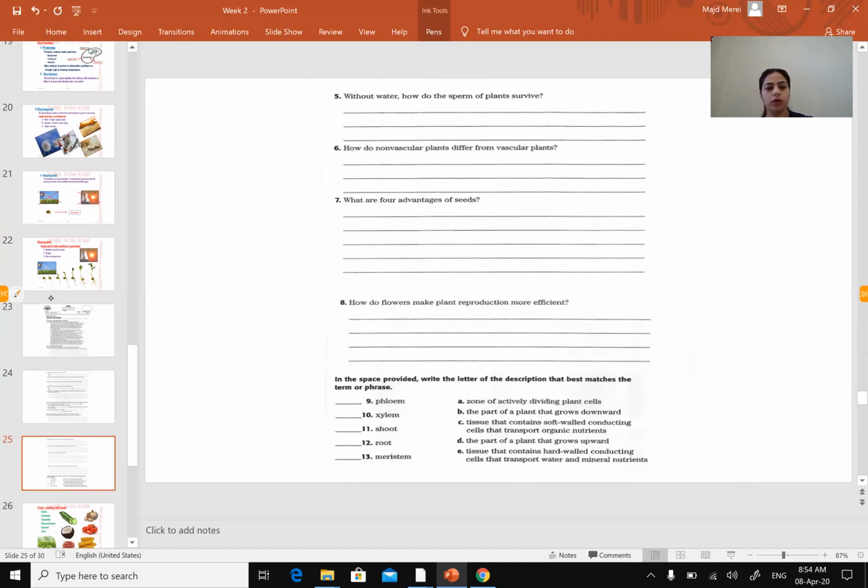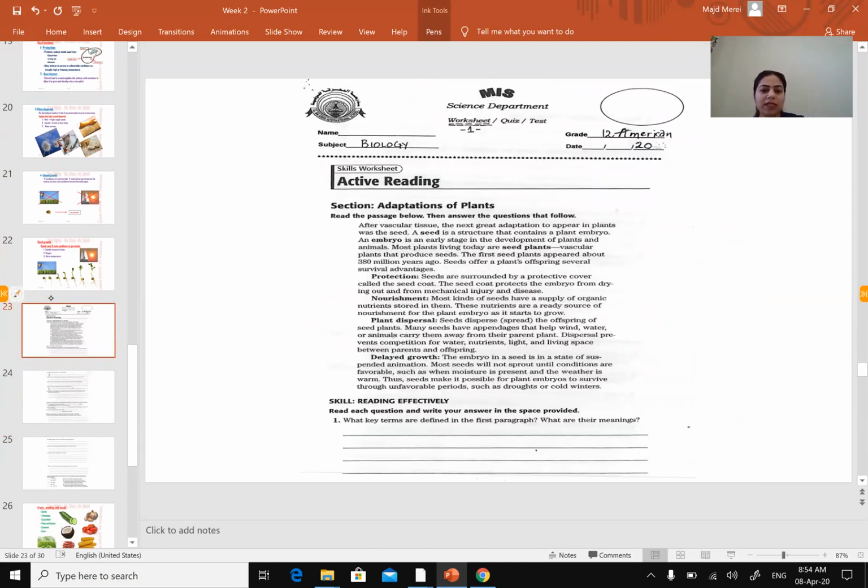Let's go through the questions together. What key terms are defined in the first paragraph? What are their meanings? Refer to the first paragraph. Can you notice the bold terms? Seed, seed plant, embryo. So these are the key terms. Simply write the 3 key terms, seed, embryo, seed plants, and find their definitions from the paragraph.